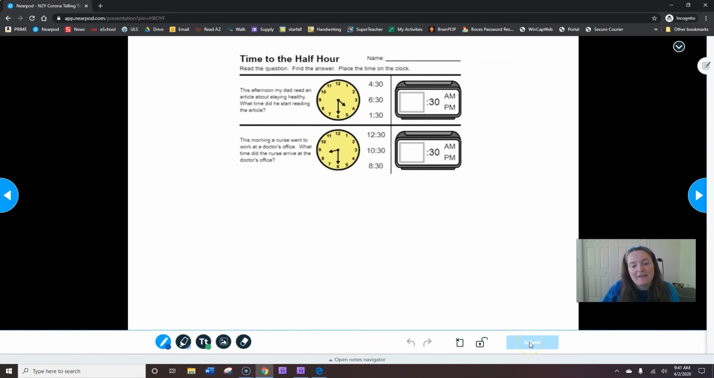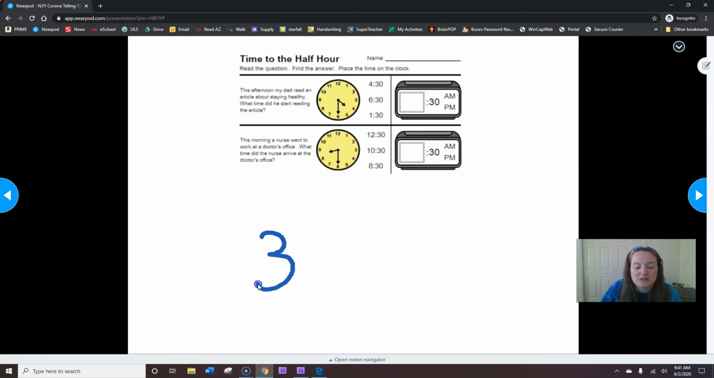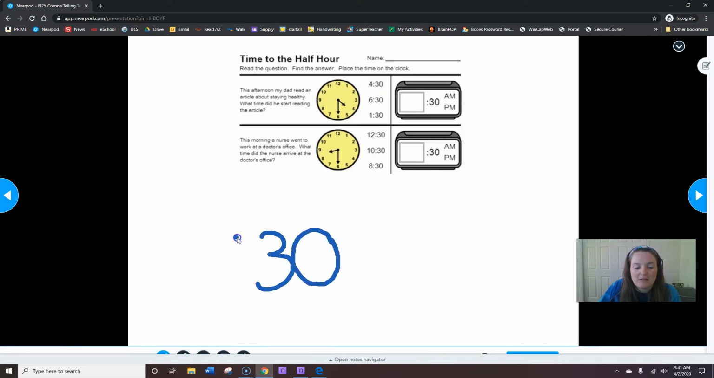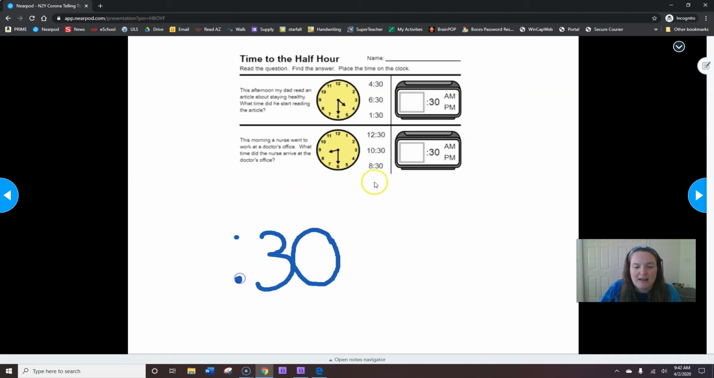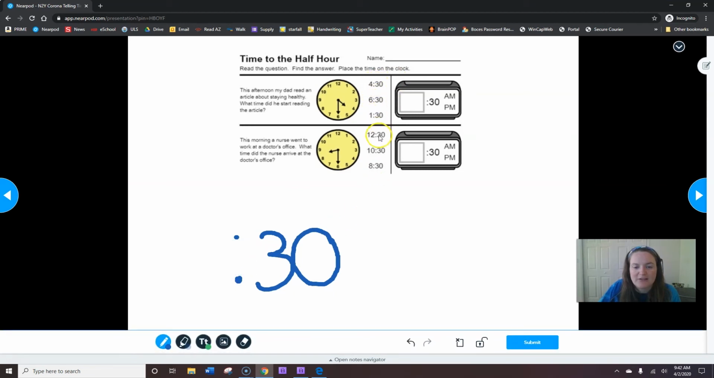Now we're moving to the half hour. The half hour is when the big hand is looking at the 6. And when the big hand is looking at the 6, it means 30, because we count by 5s going around. 5, 10, 15, 20, 25, 30. So all of the ones on this page are going to end with 30 minutes. It's something 30. Now, if you look, all the choices have 30 there. Okay, so it should be easy for us to remember.